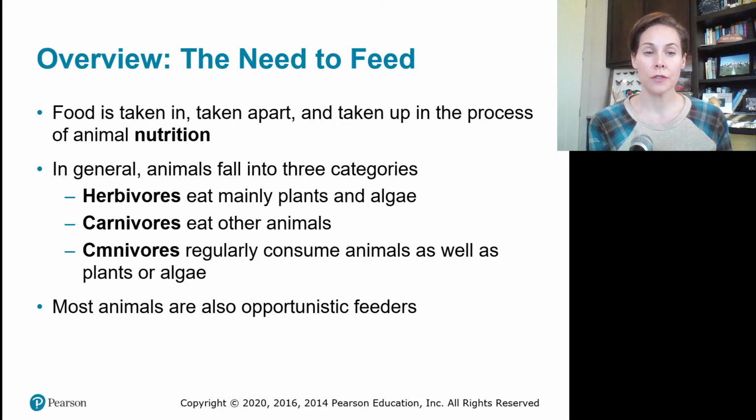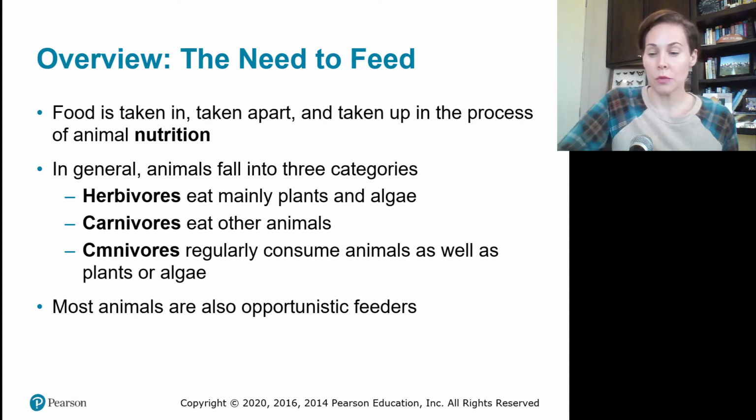And I would know the different types of categories that animals can be. Herbivores would be those that eat mainly plants and algae. So if you're vegan or a vegetarian, you're technically an herbivore. Carnivores are those that eat other animals, eat meat. Omnivores regularly consume animals as well as plants and algae. So most people are considered omnivores.